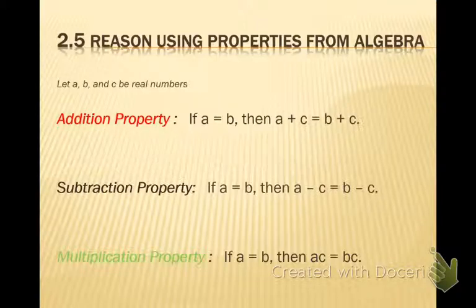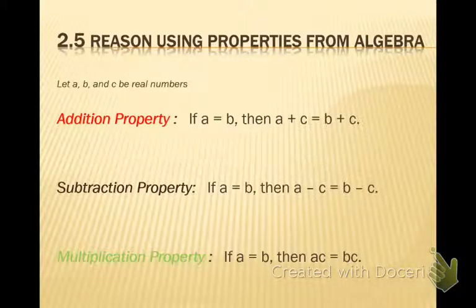Get into 2.5. In 2.5, we're going to start writing some proofs, but we're going to do this as a segue from Algebra 1 into geometry. So we need to review some Algebra 1 properties. When you were solving equations, you talked about the addition property, the subtraction property, and the multiplication property. You also talked about the division property, which we're going to see in a second.